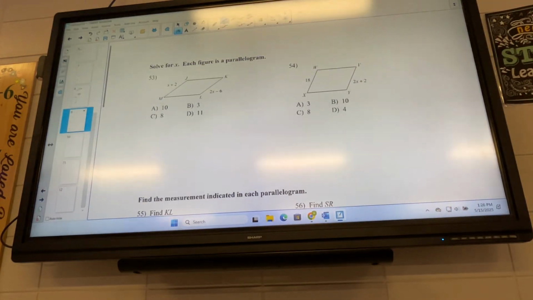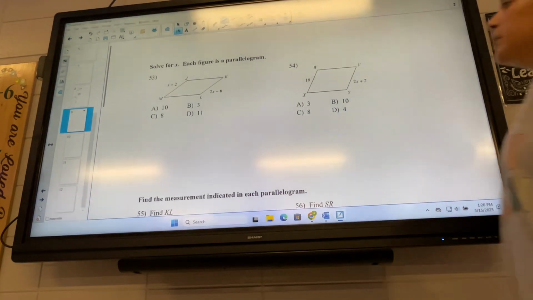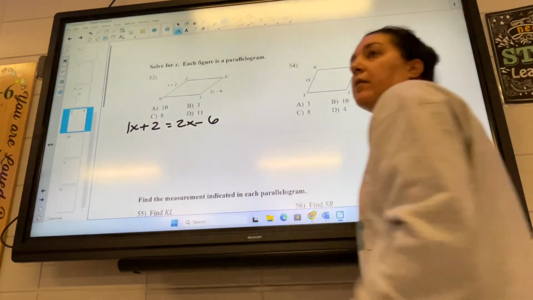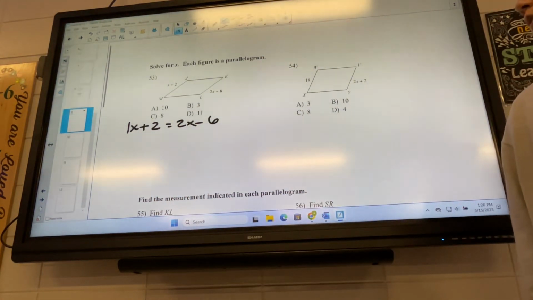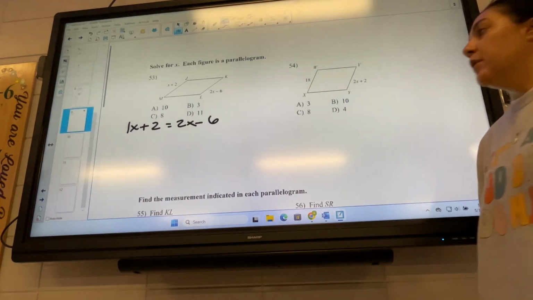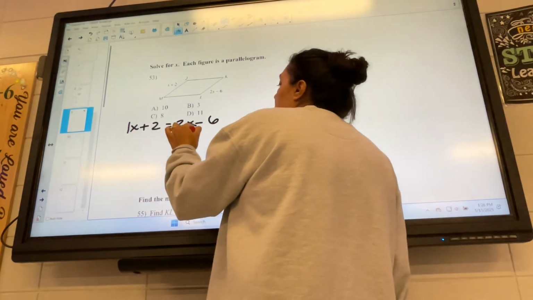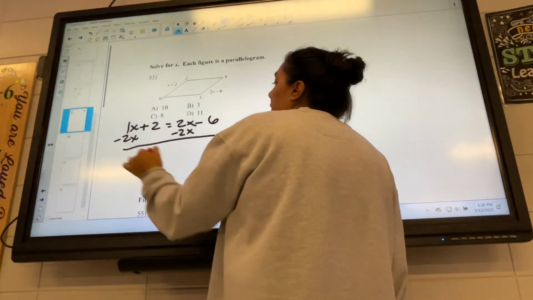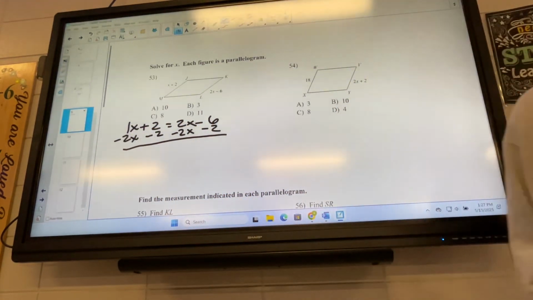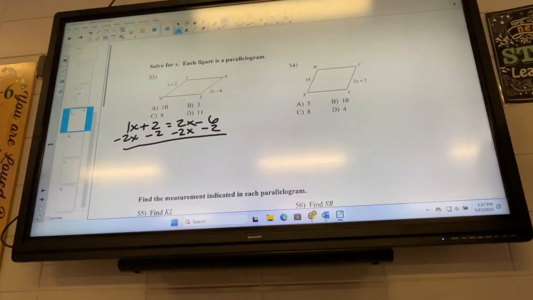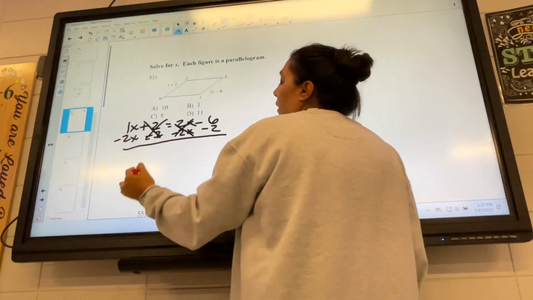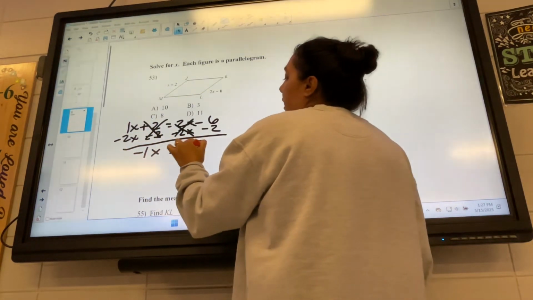Okay, 53, you're going to set them equal to each other. So 1x plus 2 equals 2x minus 6. Okay, we need to move our letters to the left and the numbers to the right. Who's getting moved? Okay, we're going to move the 2x. Who else? A minus 2 and a minus 2. Okay, who's getting crossed out? The 2's and the 2x's. Okay, so I'm going to get negative 1x equals negative 8.